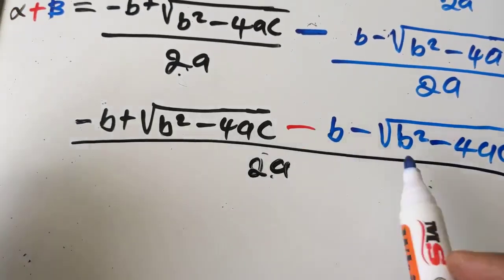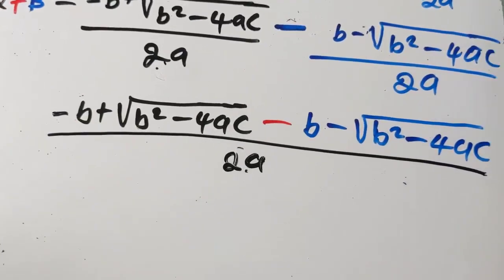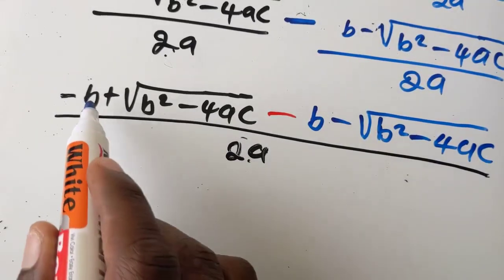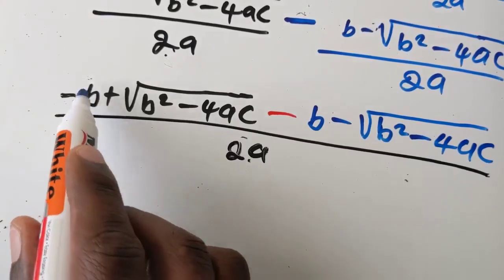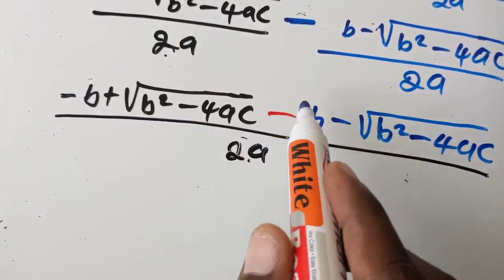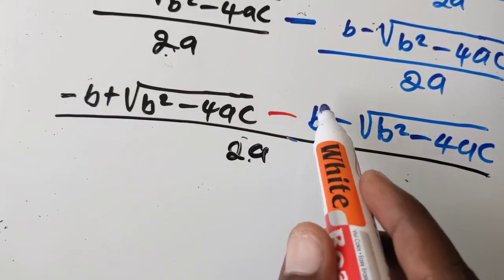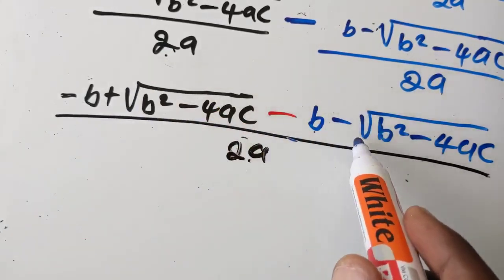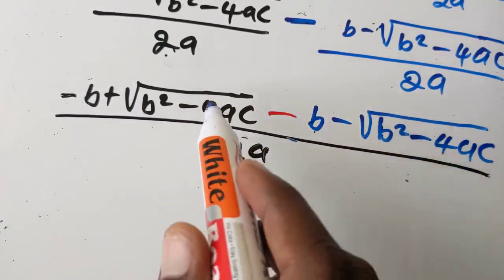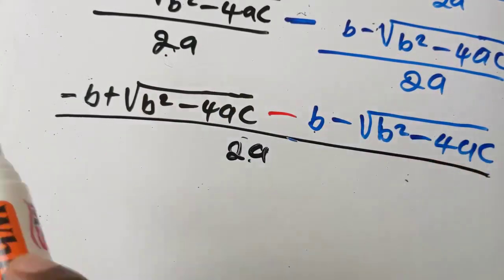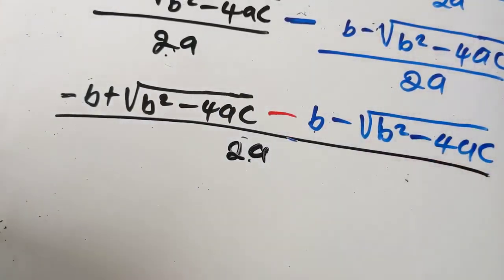So now from here, you collect the like terms. If you can see, negative b here is a like term of the negative b there. This b is a like term of this b, and this square root is a like term of that square root here. So here we are going to collect the like terms.